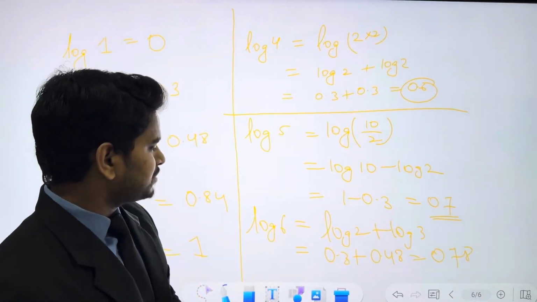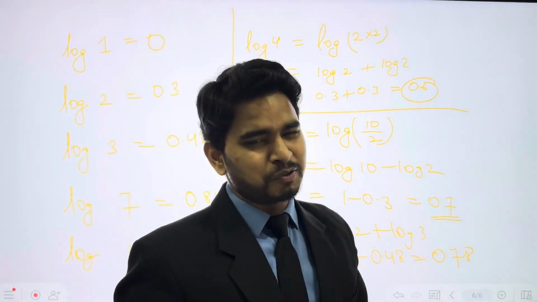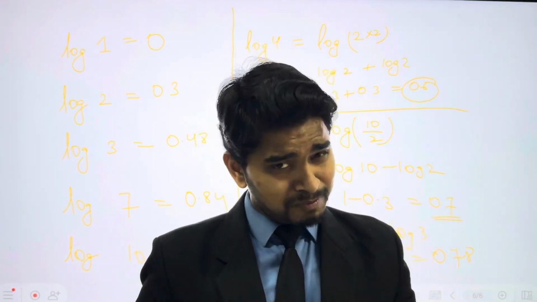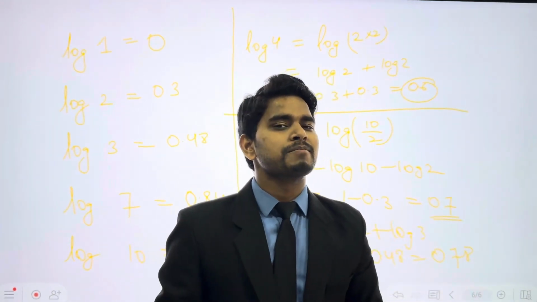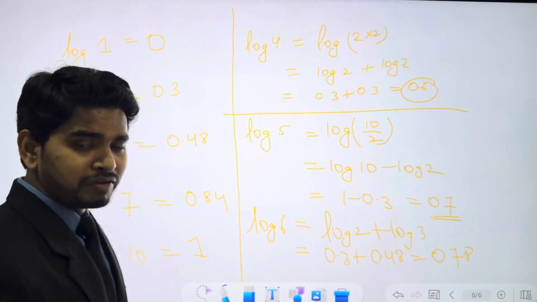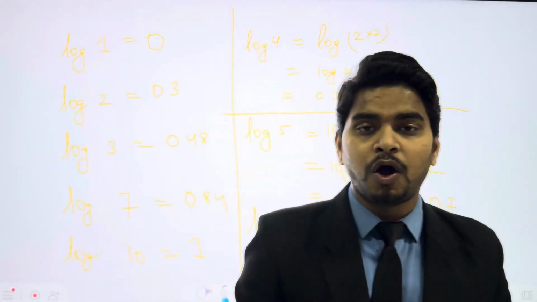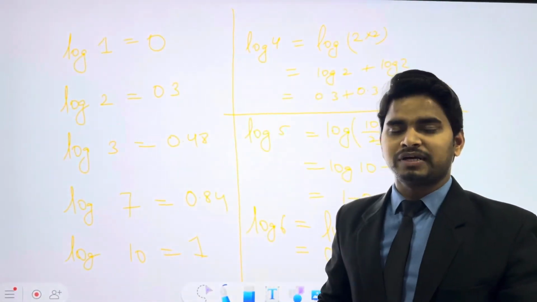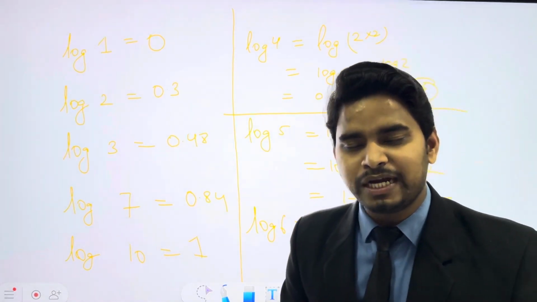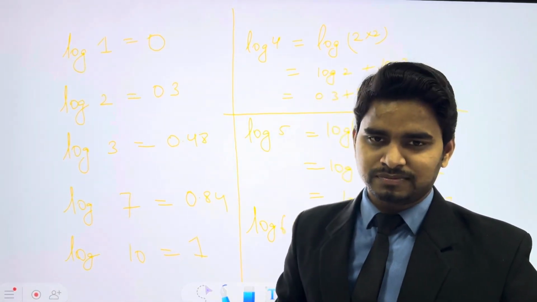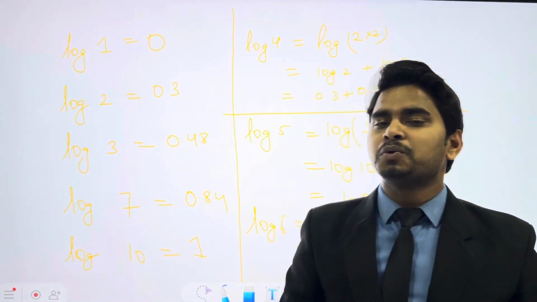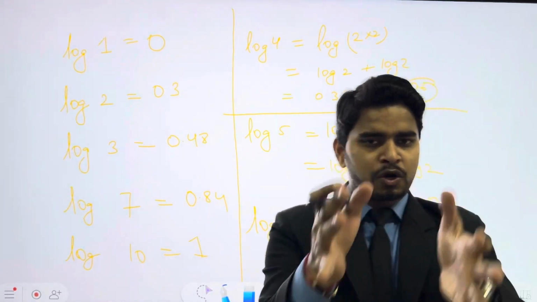Now the last thing left is 8 and 9. I believe you know how to talk about log 8. Think about it. There are two ways. One way is you can write it as log 2 to the power 3, or you can write it as log 2 into 2 into 2. So log 2 into 2 into 2 will become log 2 plus log 2 plus log 2.